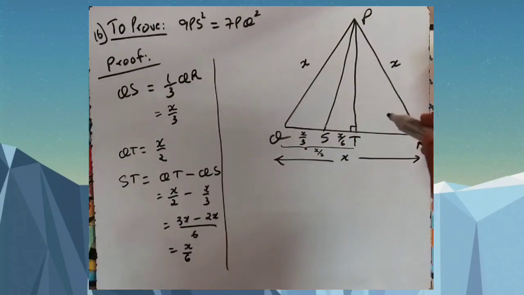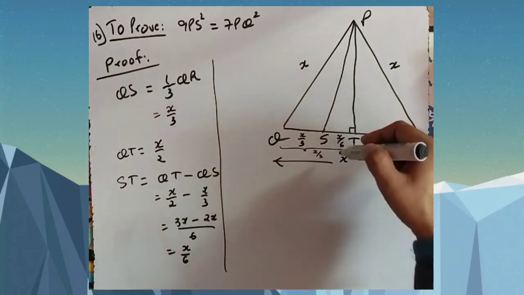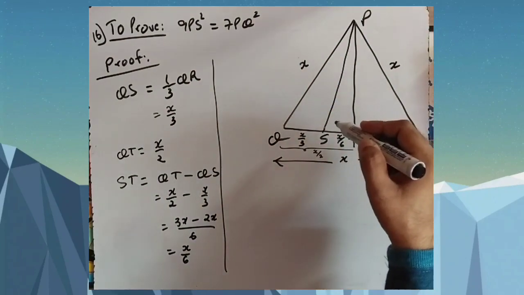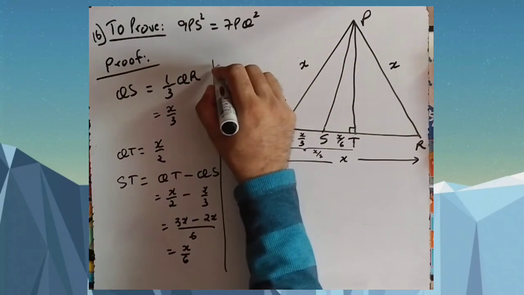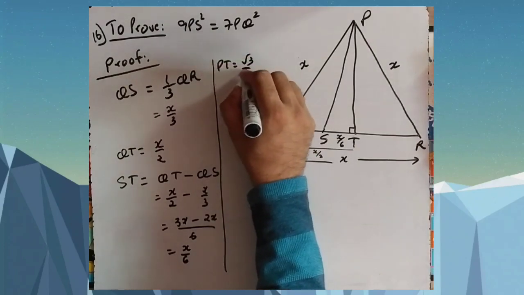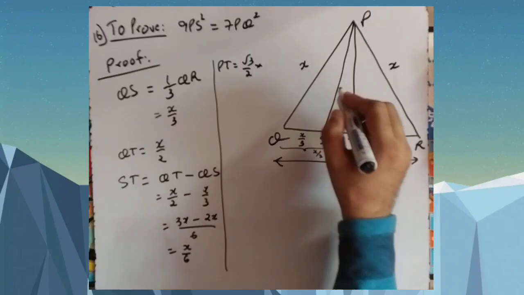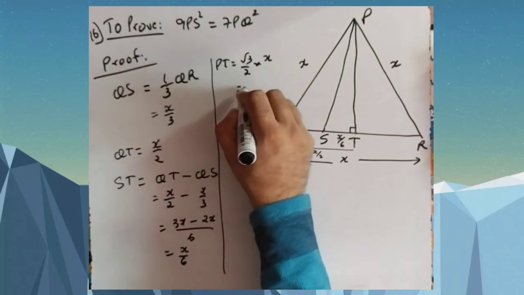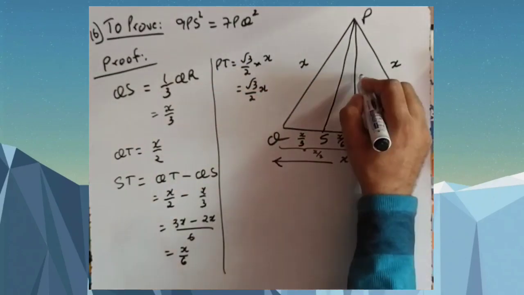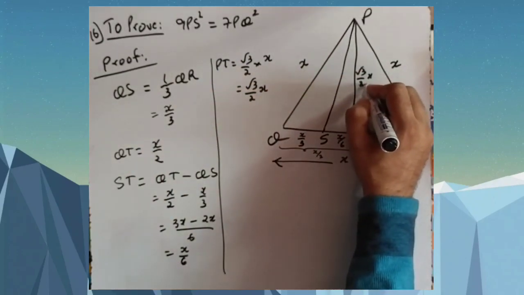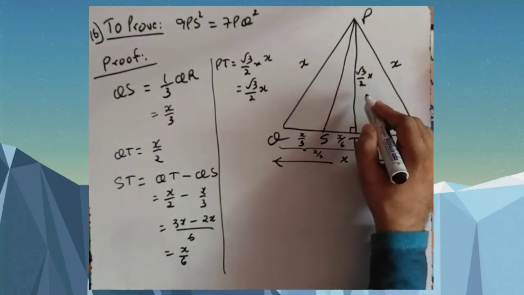PT is the height of the equilateral triangle. And the height of the equilateral triangle formula is √3 upon 2 into side. And here the side is x. So PT will become √3x upon 2.